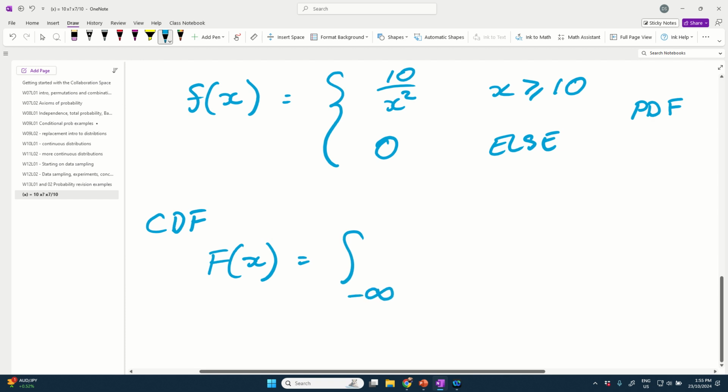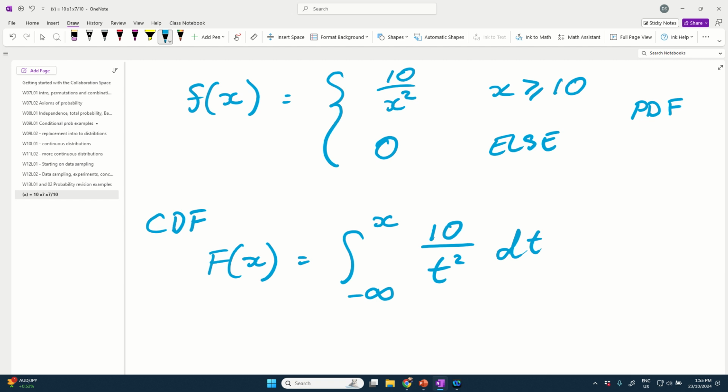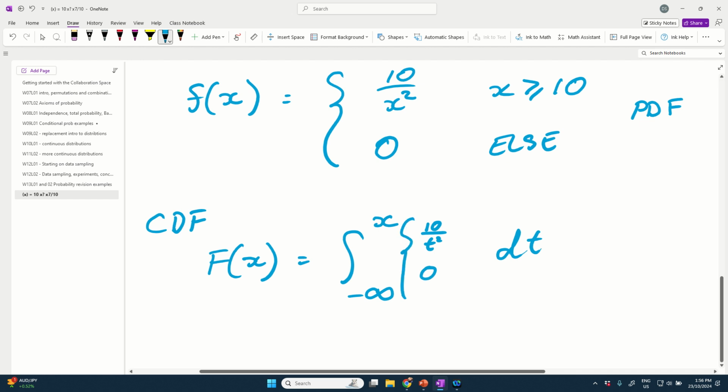So you're integrating from negative infinity up to some variable x, which means we need a dummy variable in our integral. So we're going to change that to a t, right? So we're putting this in here. But also we've got to account for the fact that this is piecewise. So I've got to also account for the possibility that it's 0 given these two conditions, right?